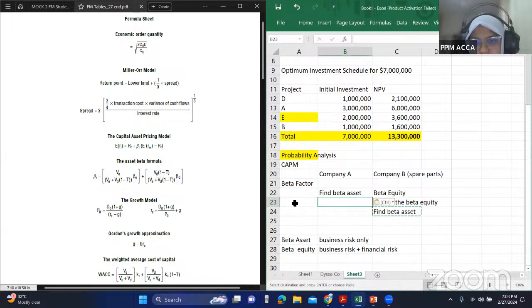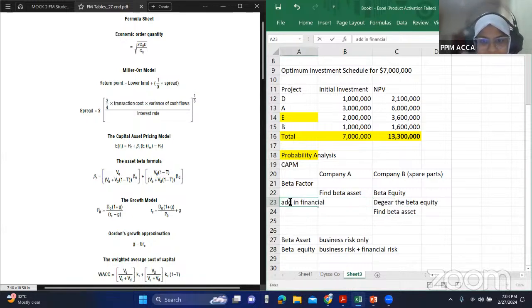Okay. And now you can add in the financial risk of A. So that means we are going to re-gear the asset beta. Again, using the same formula, you have to do that, and you will get a risk-adjusted equity beta.